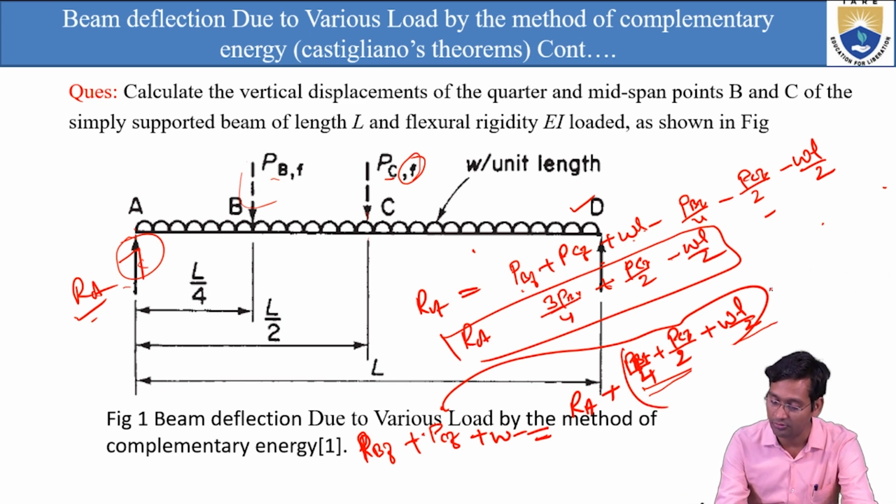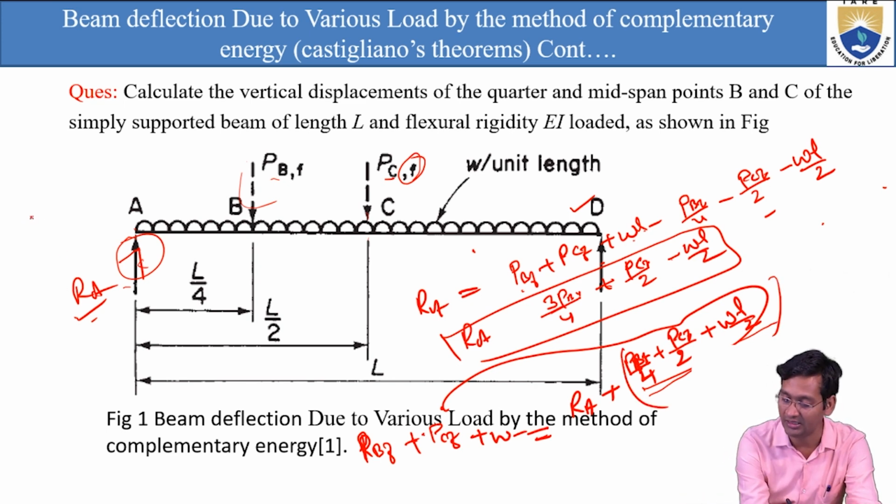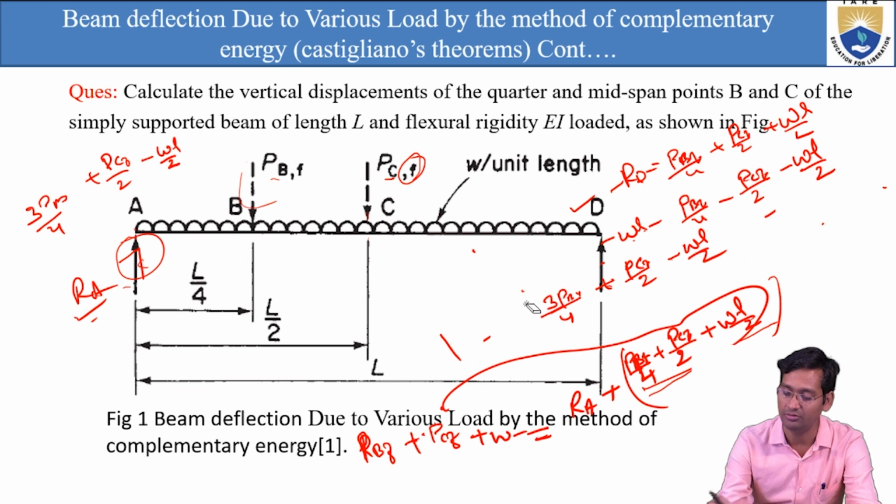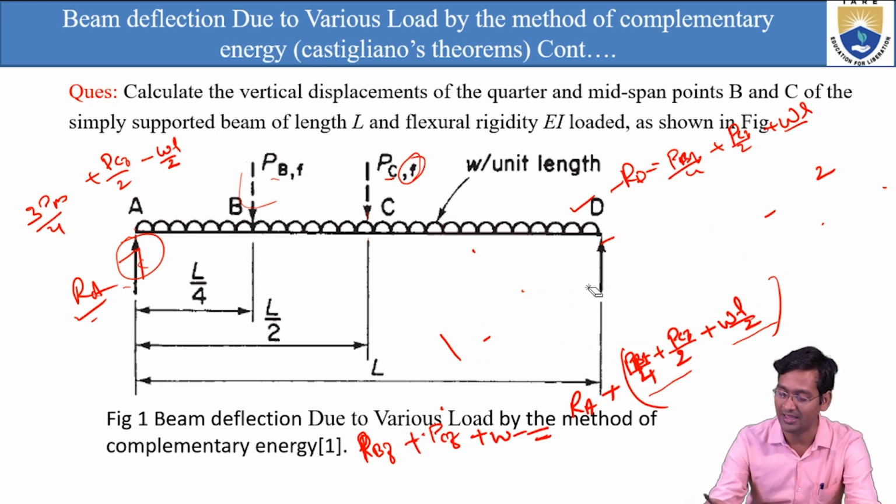Okay? So, now this simply we can write RA as how much? 3 PBF by 4 plus PCF by 2 and minus WL by 2. This is RA. Now, what is RD? RD is PBF by 4 plus PCF by 2 plus WL by 2. So, now we have both the reactions, right?